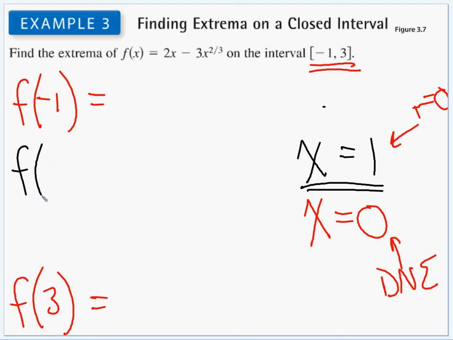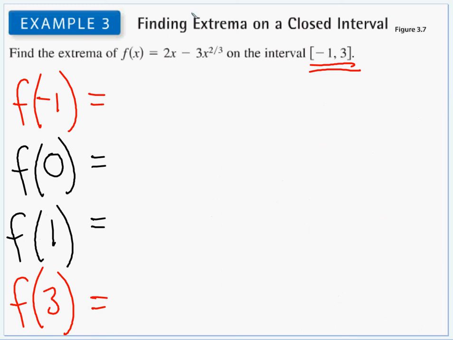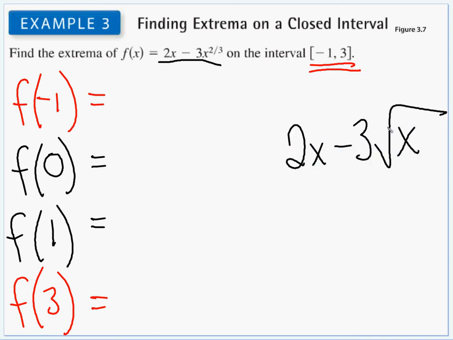Now, to evaluate these, I don't like fractional exponents. We're going to do 2x minus 3, and then that is going to be the cube root of x squared. So if we plug in the -1, that's going to become a -2. We'll square the -1, that's a 1. The cube root of that is 1, times 3 is just a 3. So if we do -2 minus 3 more, we get -5.